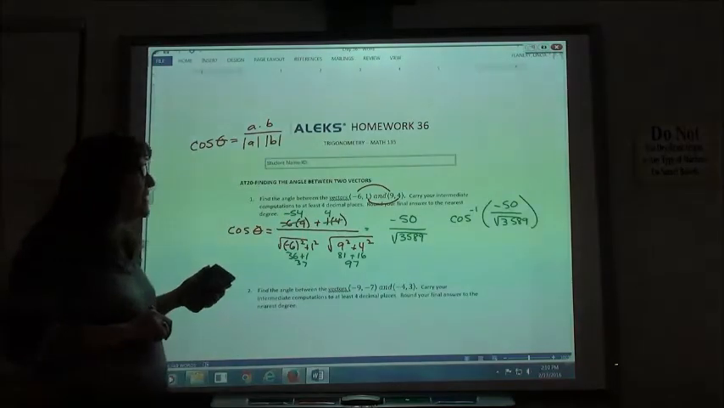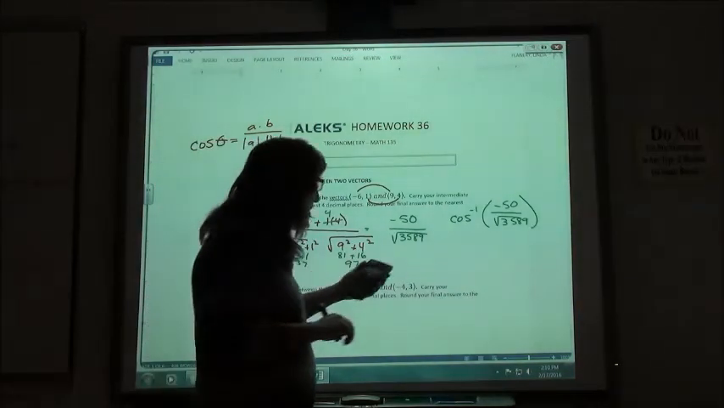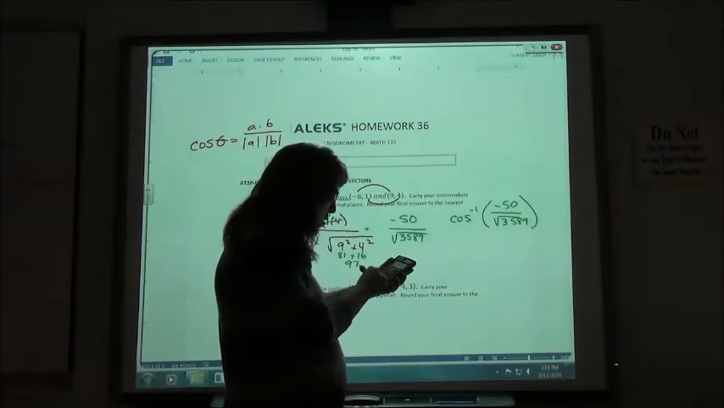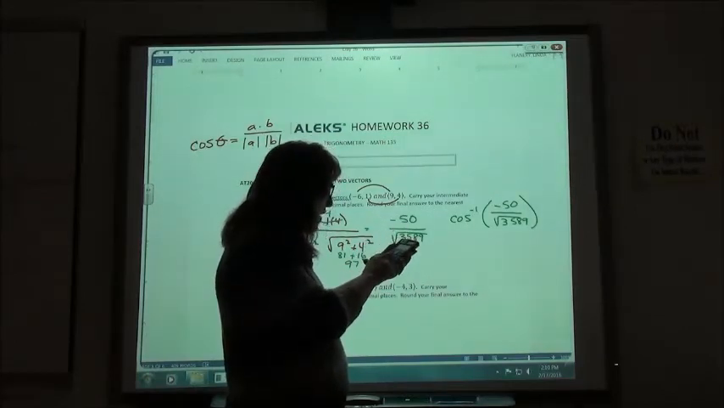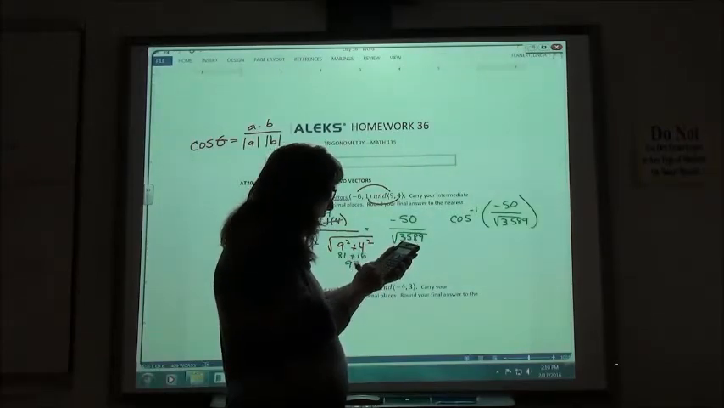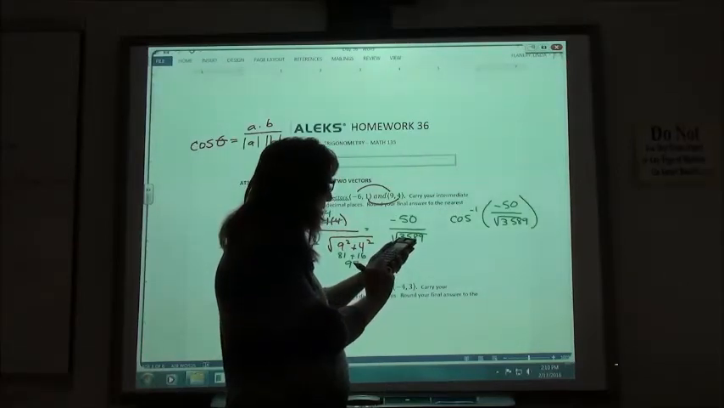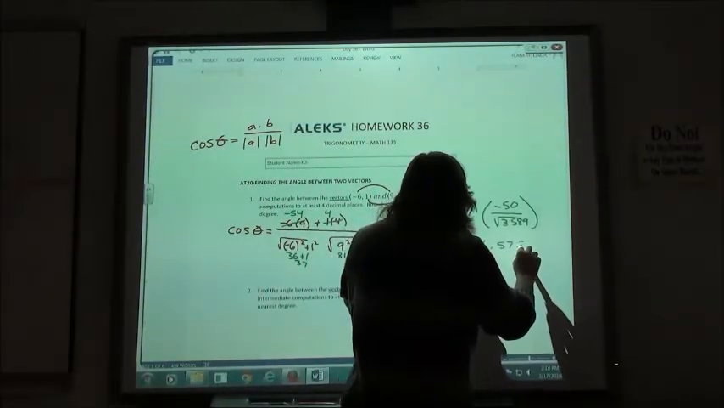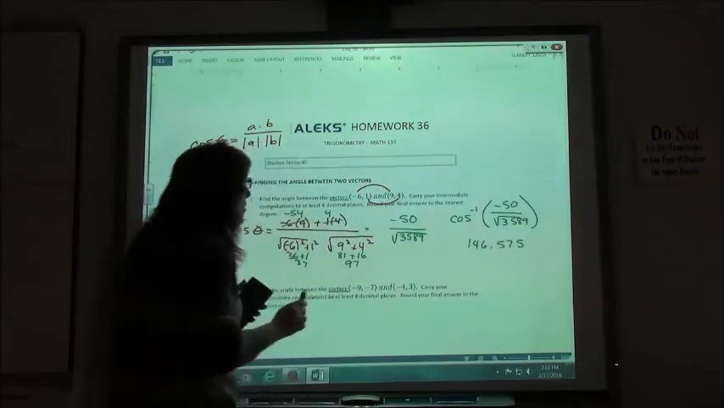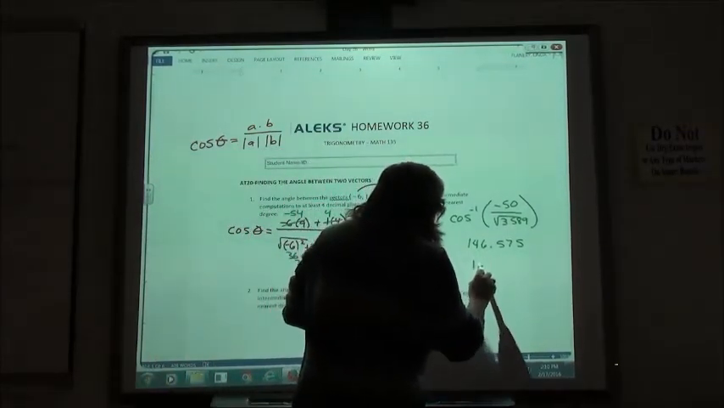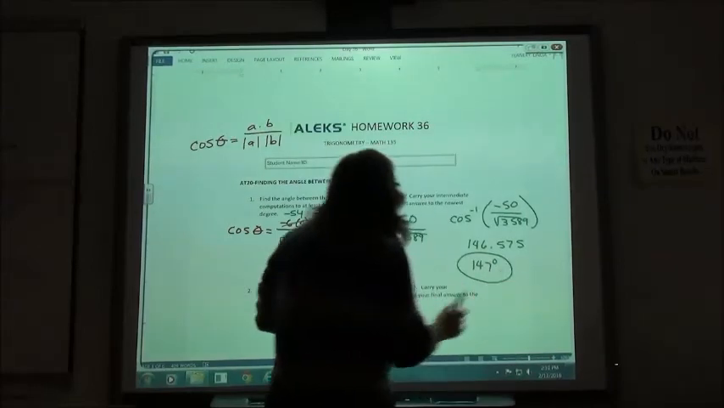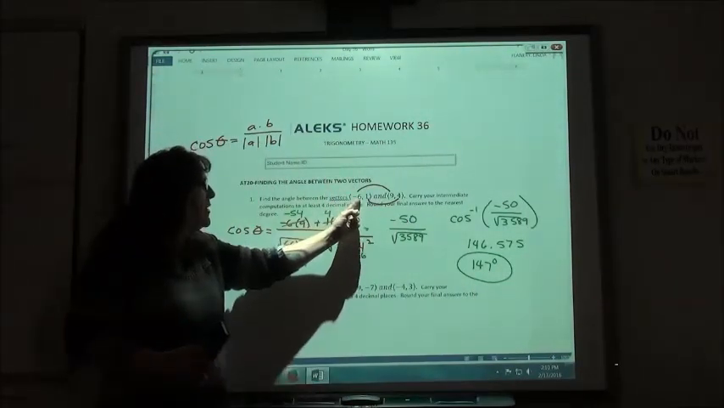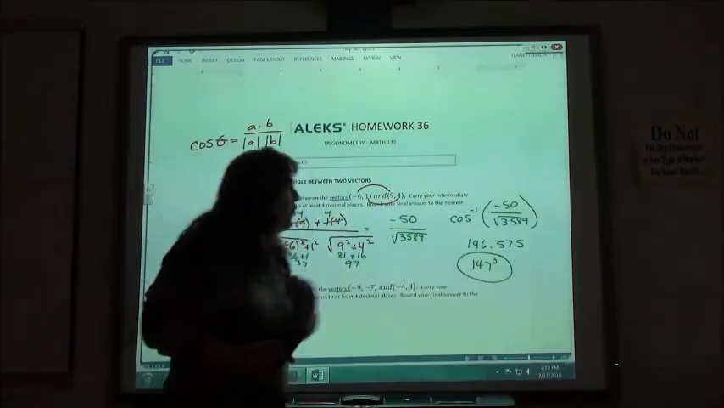I'm going to use the parentheses again since I have a fraction. I always like to put the parentheses around there. So, shift cosine, inverse cosine of, in parentheses, -50 divided by, or fraction, square root of 3,589. Close my parentheses, hit equals. I get 146.575. I'm rounding to the nearest degree, so I would have to round that off to 147 degrees. So the angle between this vector and this vector would be 147 degrees.